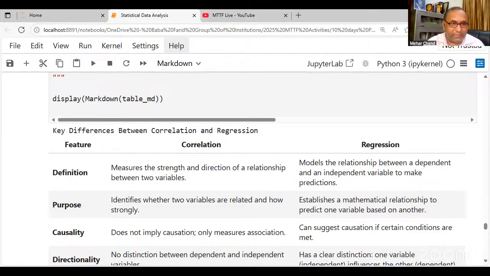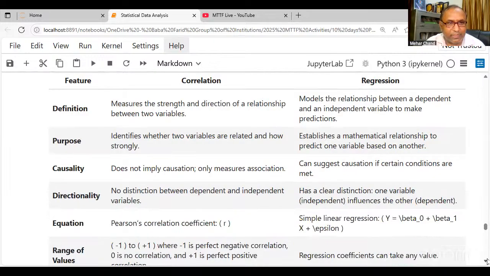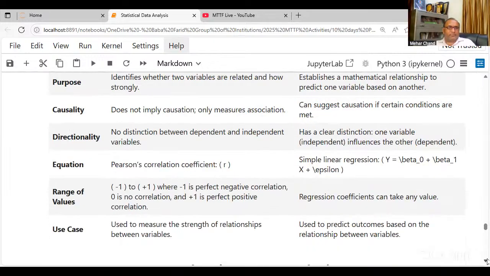And then we have directionality. In correlation there is no distinction between the dependent and independent variable. But in the case of regression, there is a clear distinction: one independent variable influences the other, dependent variable.